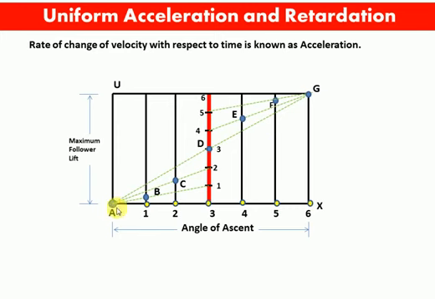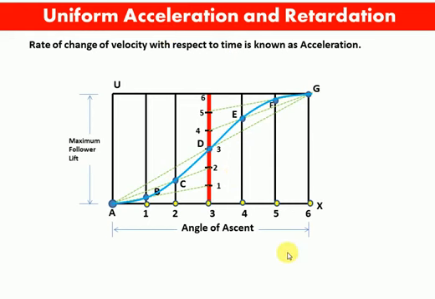Now from point A till G via B, C, D, E, F, we'll draw a smooth curve. This blue color curve shows the displacement or the motion of the follower when it is observing a uniform acceleration and retardation during its angle of ascent. In the same way, we can draw it for the angle of descent also.